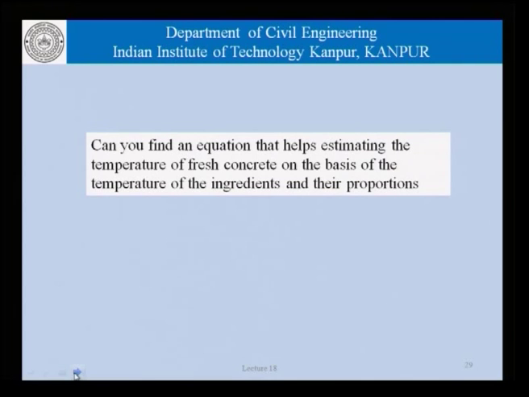Here is an equation that helps us estimate the temperature of fresh concrete based on the temperatures of the constituents and their relative proportions. Using this equation and the kind of proportions that we are using, we can estimate that, if we want a certain temperature of fresh concrete, what should be the most economical way of achieving that, by way of playing around with the temperatures of the constituent materials, that is whether that is water or it is aggregates.